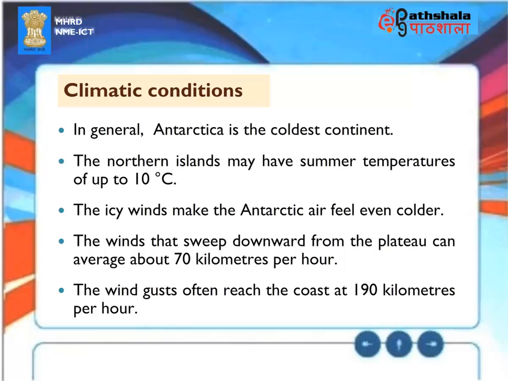In general, Antarctica is the coldest continent. The northern islands may have summer temperatures of up to 10 degrees centigrade. The icy winds make the Antarctic air feel even colder. The winds that sweep downward from the plateau can average about 70 kilometers per hour. The wind gusts often reach the coast at 190 kilometers per hour.